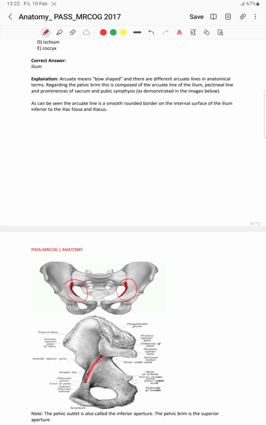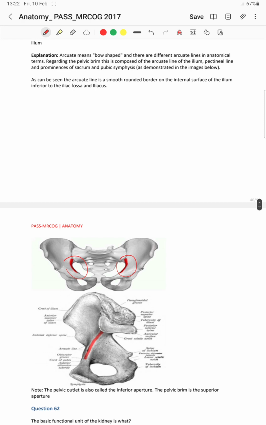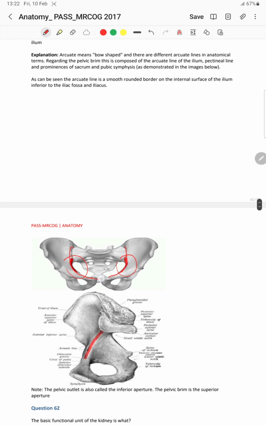There are different arcuate lines in the anatomical terms regarding the pelvic brim. It is composed of the arcuate line of the ilium, the pectineal line, the prominence of the sacrum, and the pubic symphysis. This is the ilium, the arcuate line, and the pectineal line. These are the prominences of the sacrum. This is the symphysis pubis.